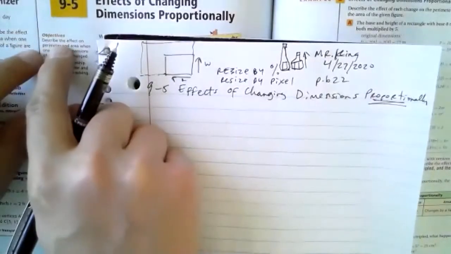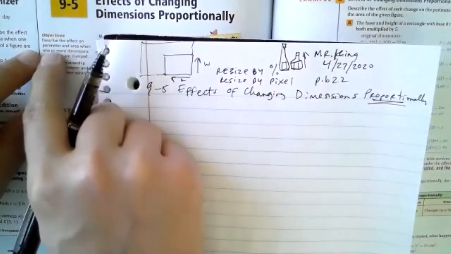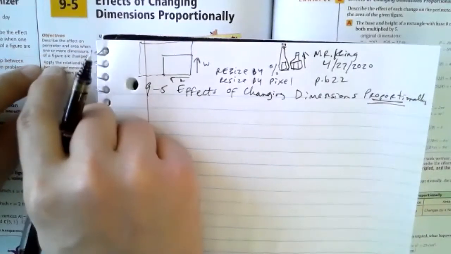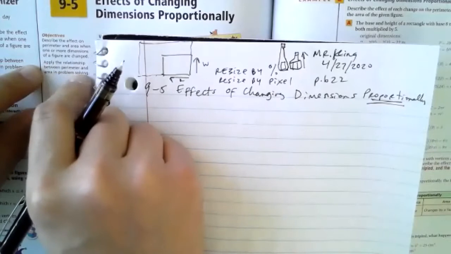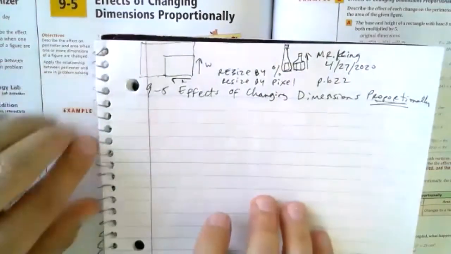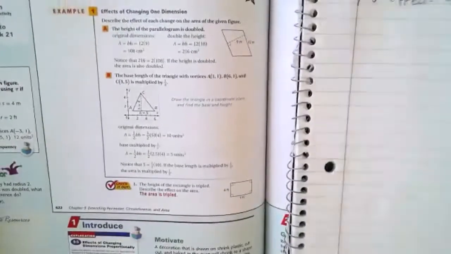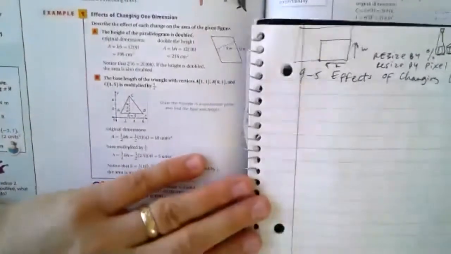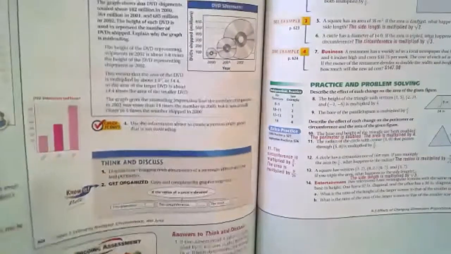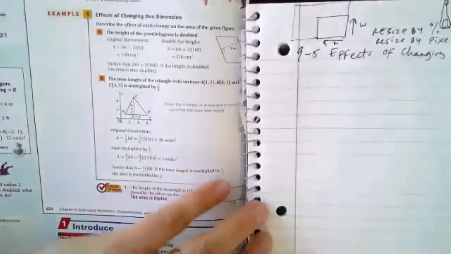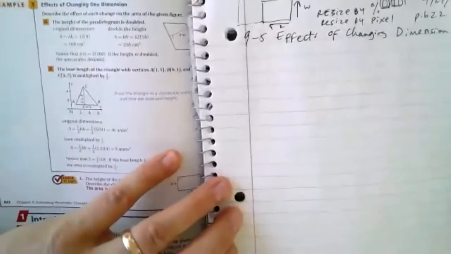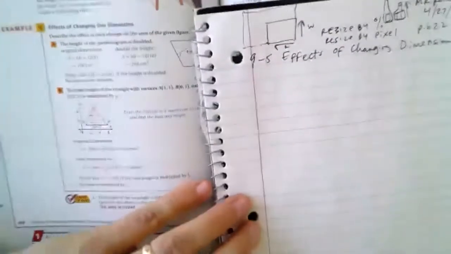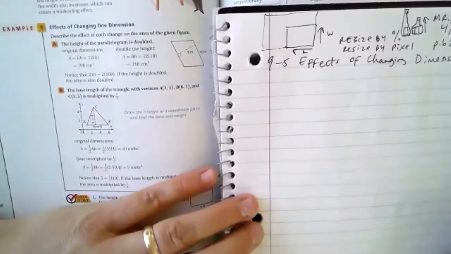It says we're going to describe the effect on perimeter and area when one or more dimensions of a figure are changed. Then we're going to apply the relationship between perimeter and area in problem solving. All right, so this is going to be a kind of problem solving section. Let's see how many we've got. We've got 3 examples. We'll do 3 examples and maybe a couple of extra problems, and we'll hit the road. We're only going to hit the high points here, because this is a very straightforward topic.